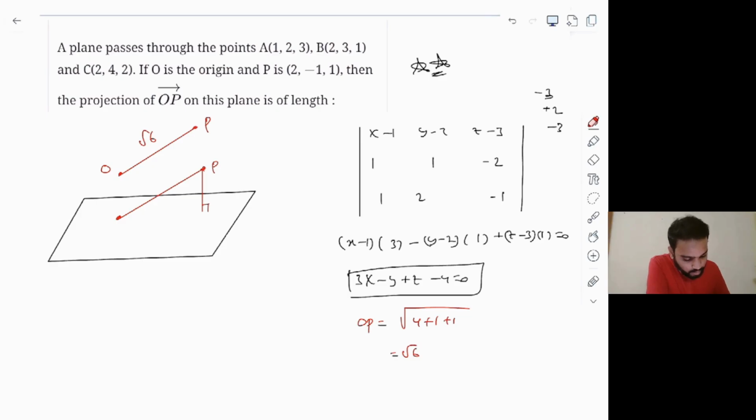Now the projection is nothing but this distance here. So let's take it as some O dash and this as P dash here. Very clearly, since you are moving it parallelly, OP is equal to O dash P dash here. And if this is a point Q, our required distance is O dash Q. So O dash Q is nothing but what is called the projection length here.